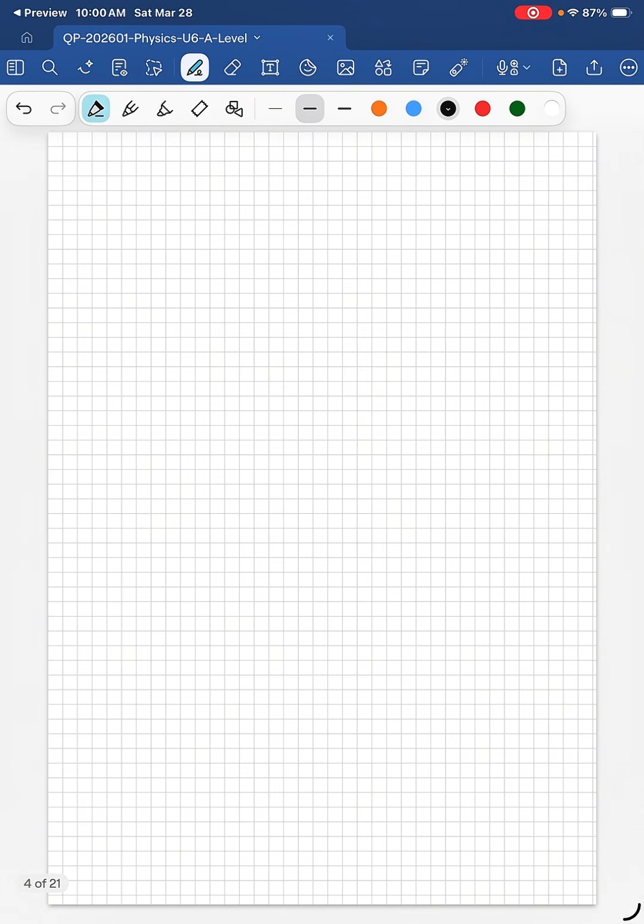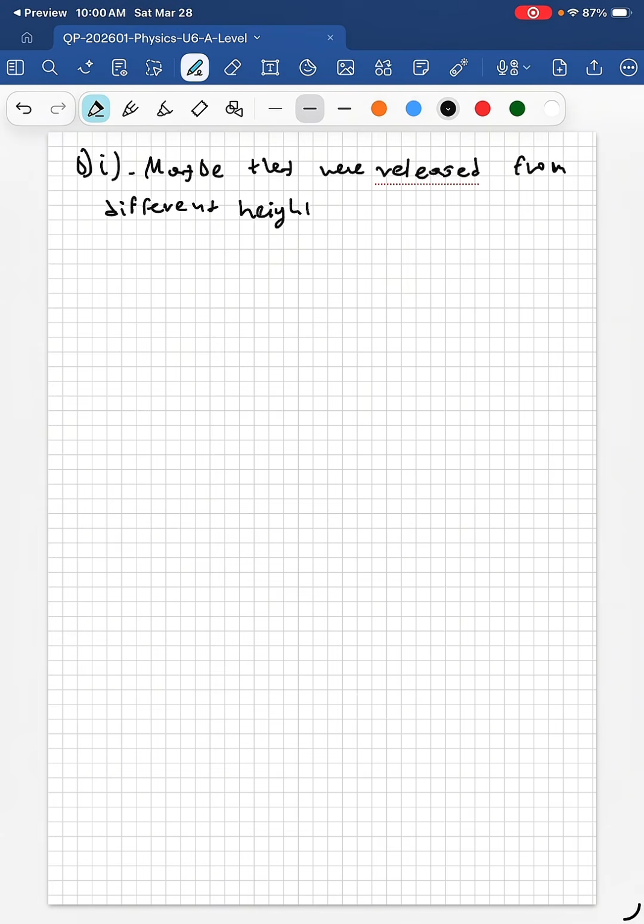Let me use a clean page. So this is B I. The second reason is that maybe they were released from different heights. And the third reason is that maybe a force was used. So maybe a force was used.